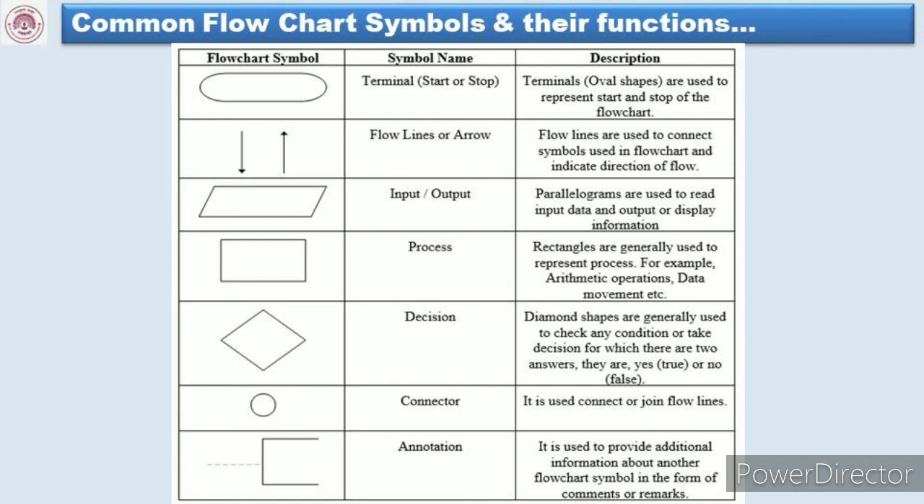The next is connector. Now the connector is used to connect or join flow lines. The next symbol shown is annotation. Now annotation is used to provide additional information about another flowchart symbol in the form of comments or remarks.